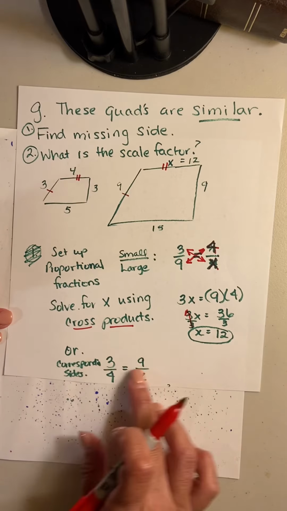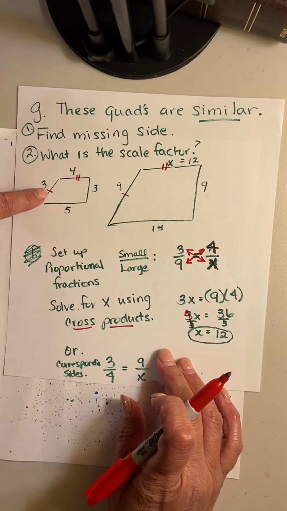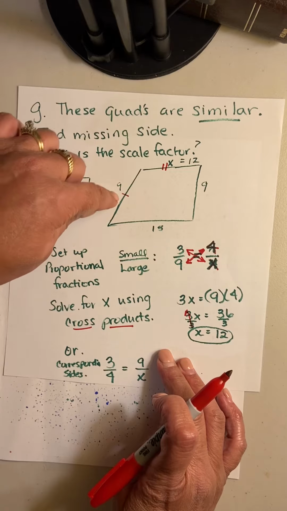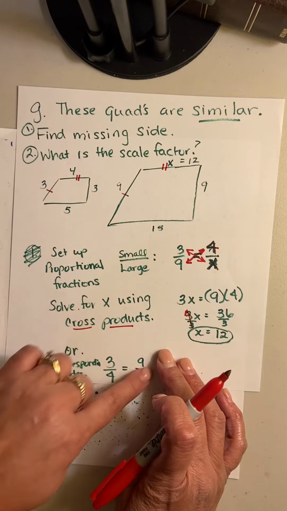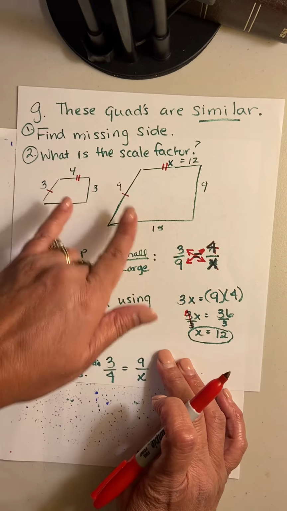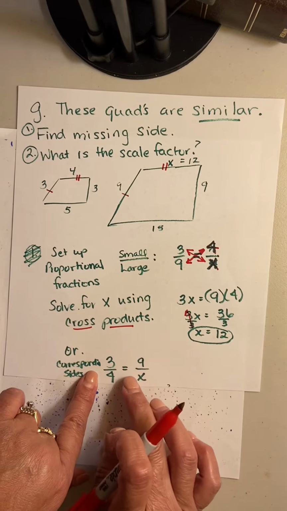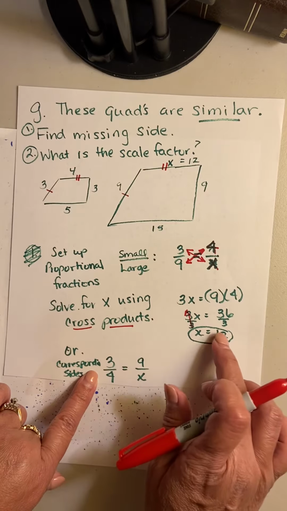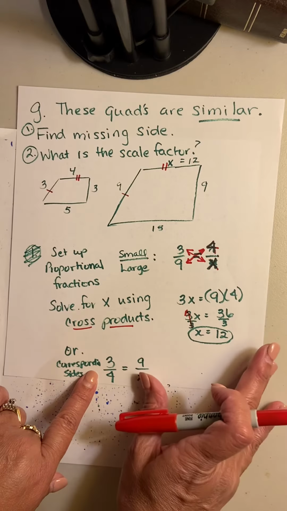Could have done a little bit different. I could have said these two sides, 3 over 4 equals 9 over x. This is another proportional statement. It's just done a little bit different. Your book may have done it this way, but again, I'm going to end up with 3x equals 36, and guess what? X still equals 12.